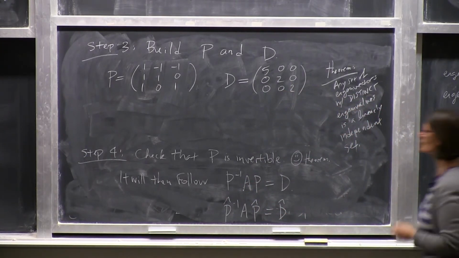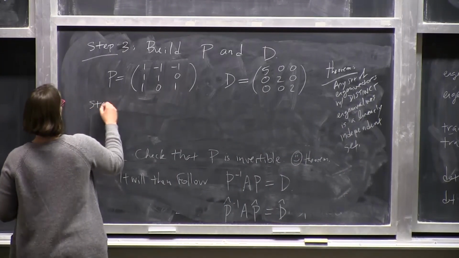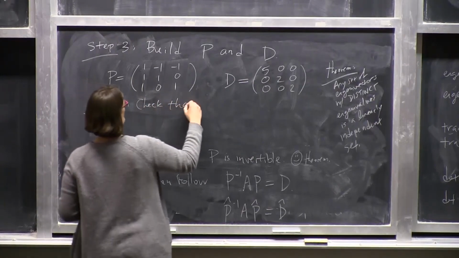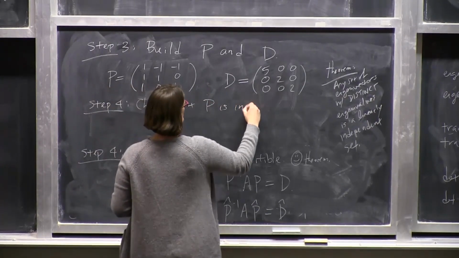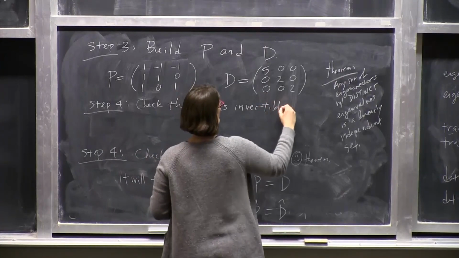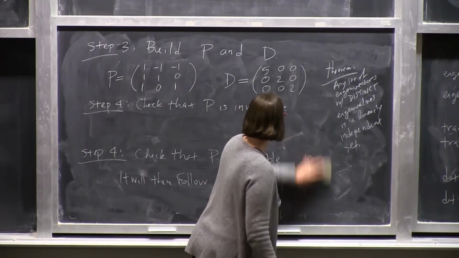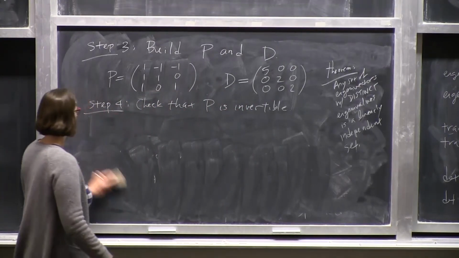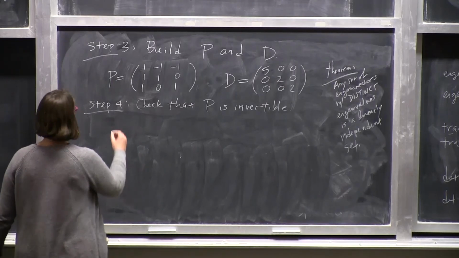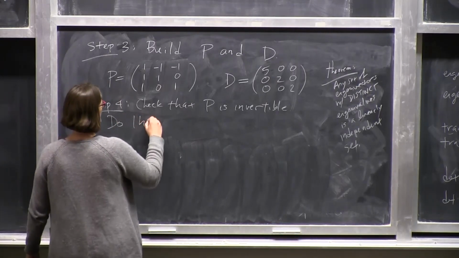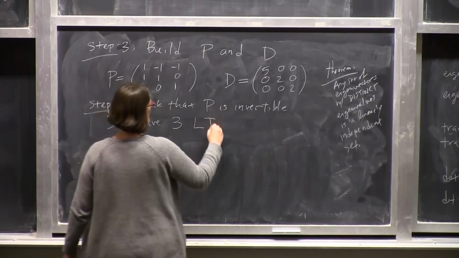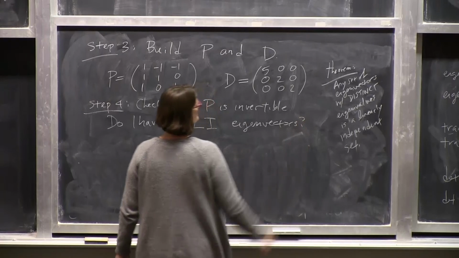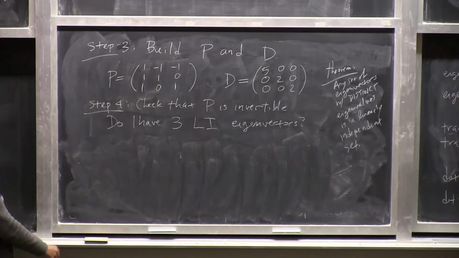Step 4: Check that P is invertible. So I would like to know that I have 3 linearly independent eigenvectors. Do I have 3 linearly independent eigenvectors? All right, so let's look at them.